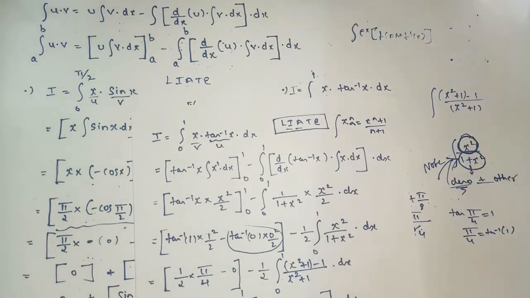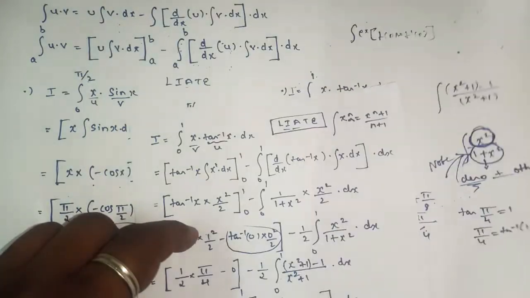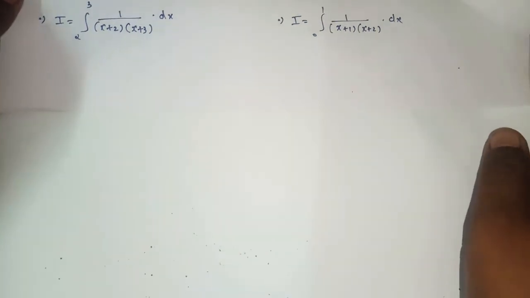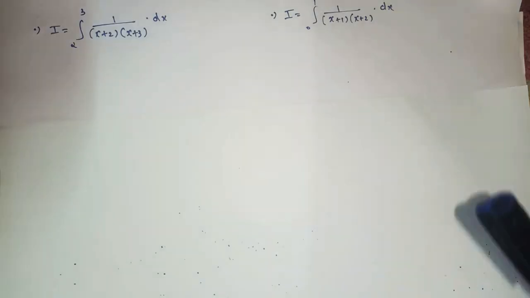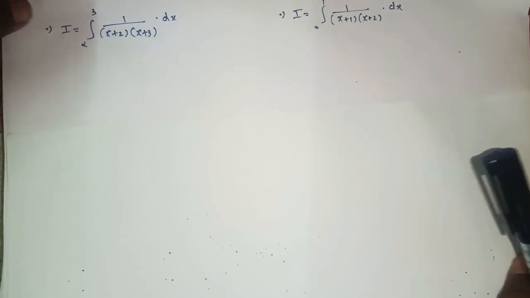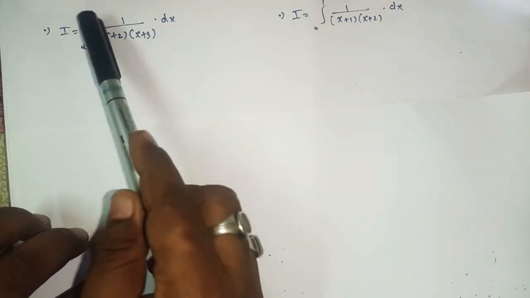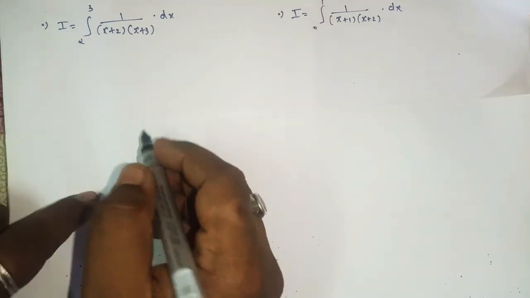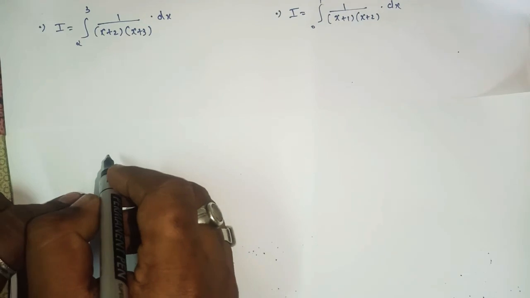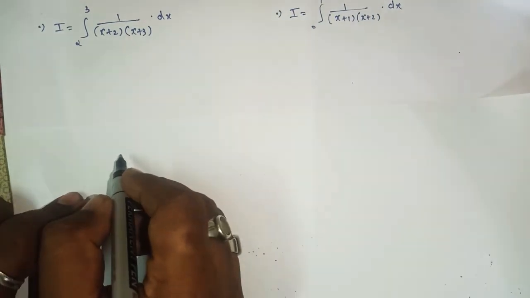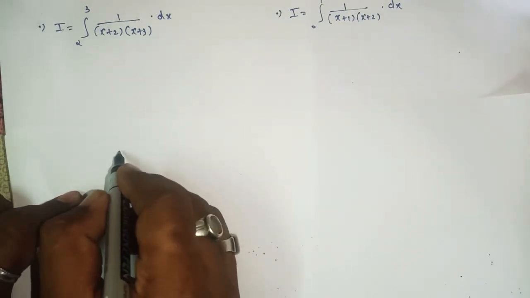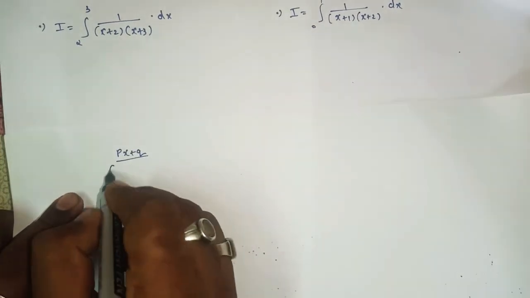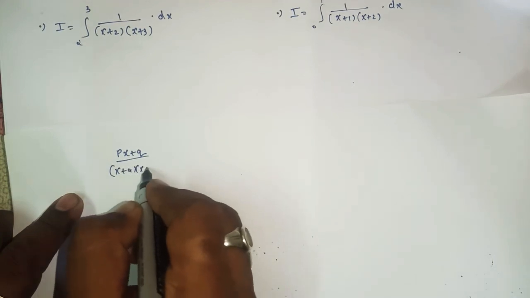Okay, so now we'll move on to the next section, how to find the answer for the partial fraction. So here we have the sum, the integral from 2 to 3 of 1 upon (x plus 2)(x plus 3), and we know how to tackle this sum. Whenever we come across a pattern like px plus q upon (x plus a)(x plus b), yes or no?